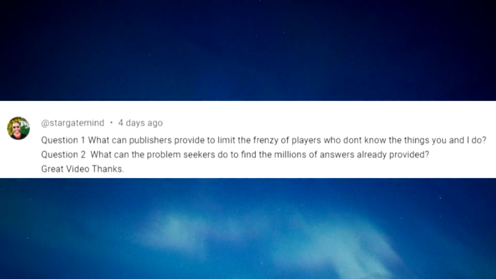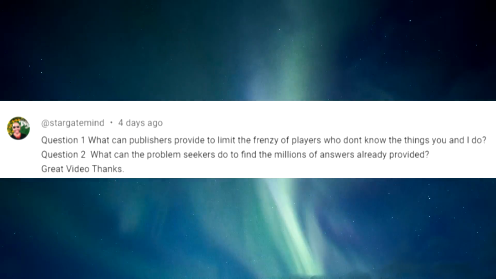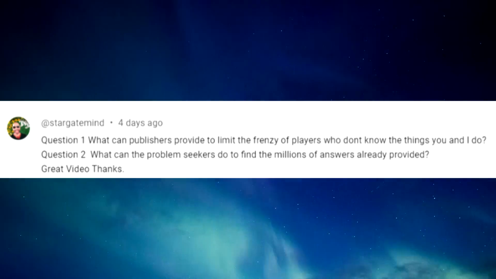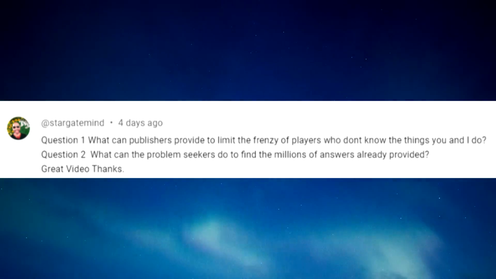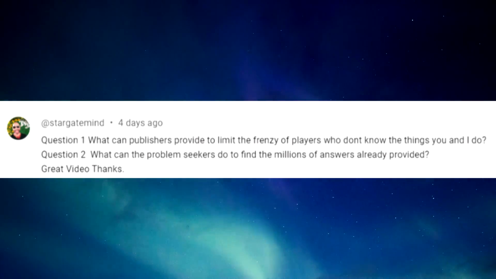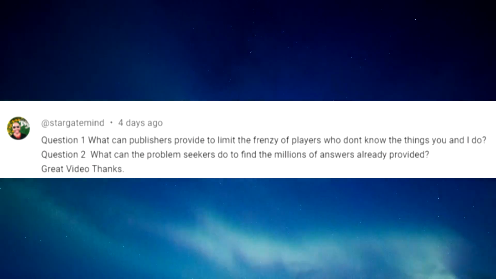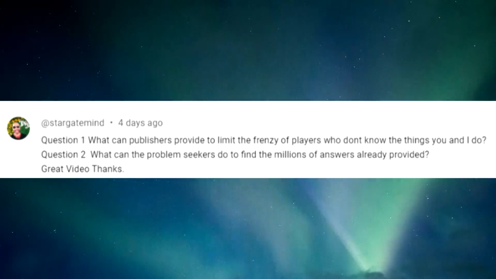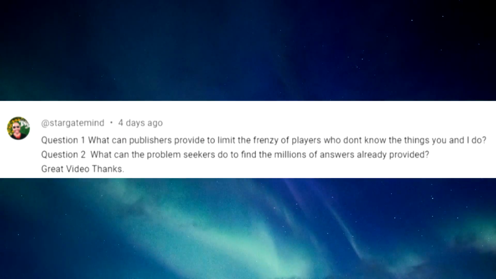So honestly, I don't think publishers should provide anything because do we really know better than everyone else? I don't think so. Of course, there are takes that I look at and I'm like, that is stupid. I have no idea why you think that. But I don't think publishers can really limit those takes. I think they just kind of happen.